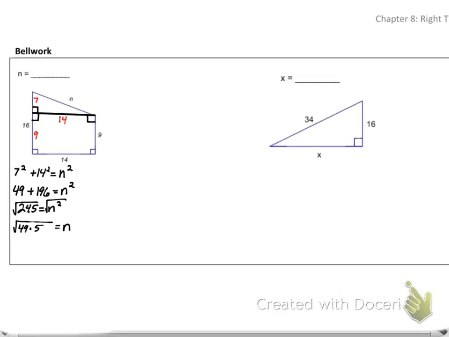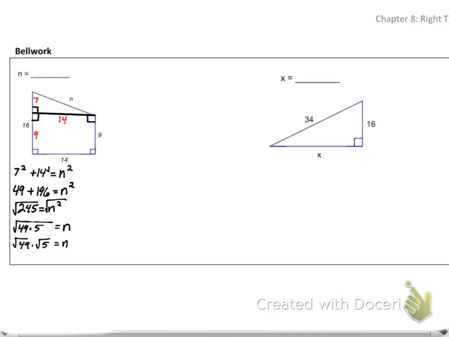Wait, what is a square root? Isn't it like when you multiply 3 times 3 and that's 9, and the square root of 9 is 3? But then wouldn't it not be the square root because it's 49 times 5, not 49 times 49? Well, it's square root of 49 times the square root of 5 equals n. So we just have to ask ourselves, what's the square root of 49? So what number times itself equals 49? Oh, wait. Oh, I thought you were asking about the square root of 2.